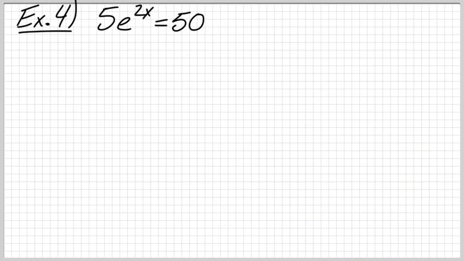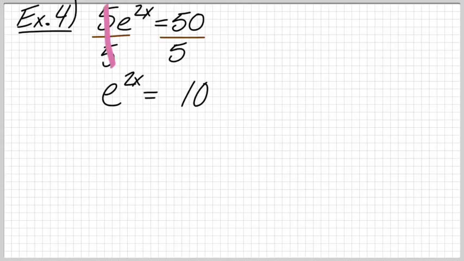Okay, example 4, and this is the last example here. I've got 5 times e to the 2x equals 50, and the goal here again is to solve for x. Okay, the first order of business is not to throw any logs at this yet. Let's do the easy stuff first. So I always like to say, clean it up. Our goal is to get to x eventually, but the easiest thing to do now would be to divide by 5. So let's divide by 5. We get e to the 2x equals 10.